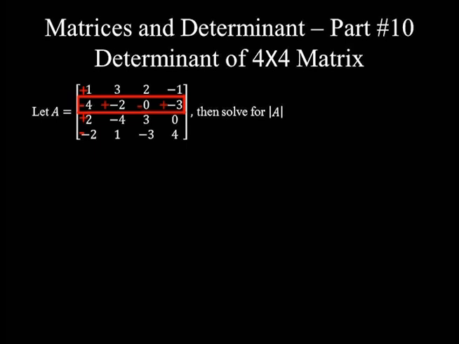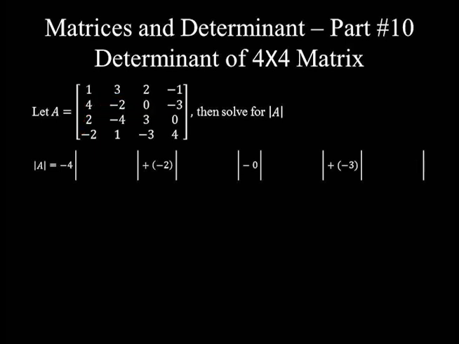So let's form the addition by using row 2 elements as coefficients. Determinant of matrix A equals, the sign of 4 is negative, so negative 4 times the determinant of the first 3 by 3 matrix. We will discover the elements of the matrix later. For the time being, let's simply form the skeleton of the addition. The sign of the second entry is positive, so plus negative 2 times the determinant of the second 3 by 3 matrix. The sign of the third entry is negative, so minus 0 times the determinant of the third 3 by 3 matrix. The sign of the last element is positive, so plus negative 3 times the determinant of the fourth 3 by 3 matrix.